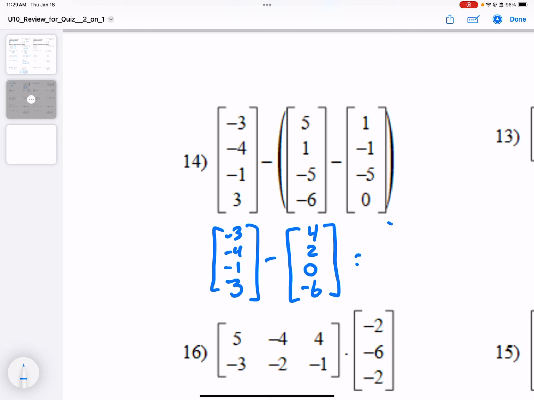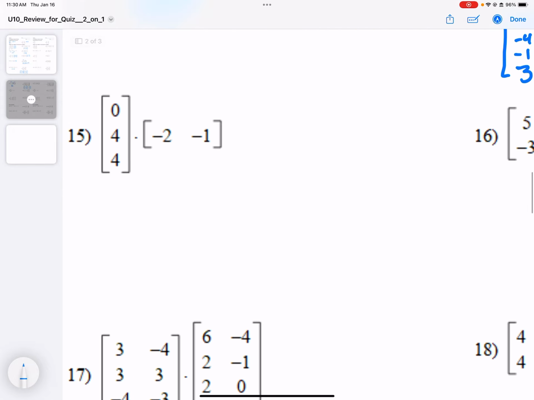Now we can subtract them. 3 minus negative 4 is negative 7, negative 4 minus 2 is negative 6, negative 1 minus 0 is negative 1, 3 minus negative 6 is 9. So there's the solution for 14.